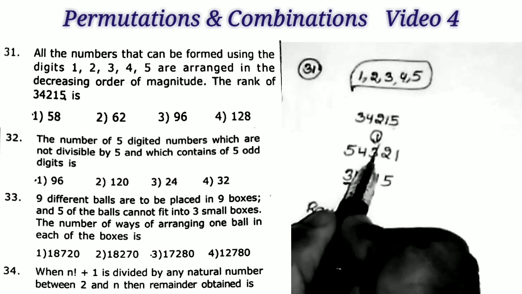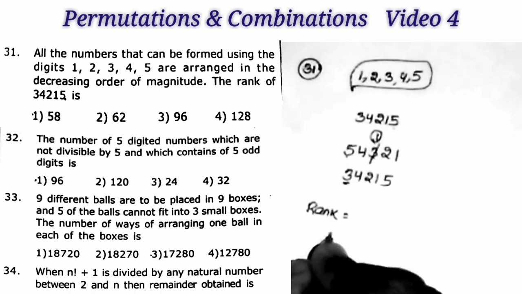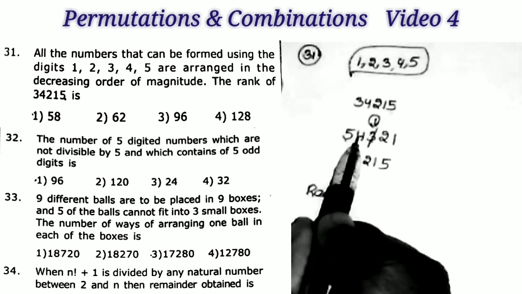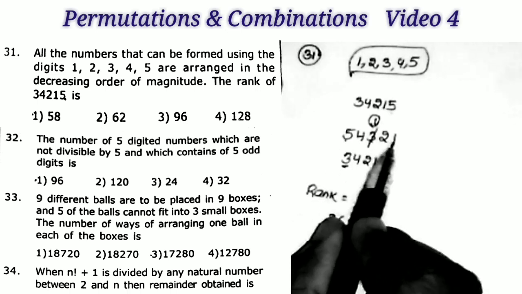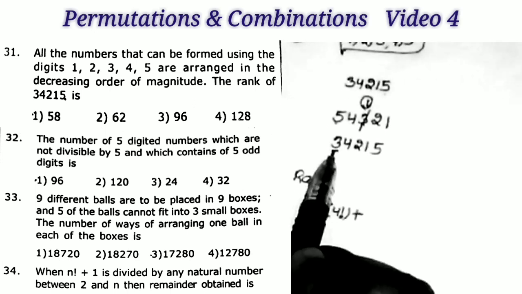Okay. And here before 3 we have 2 digits. That is, here we take that 2 into. What are the remaining numbers? Here we have 4 numbers, means here we take 4 factorial. Understand? What is the first number here?